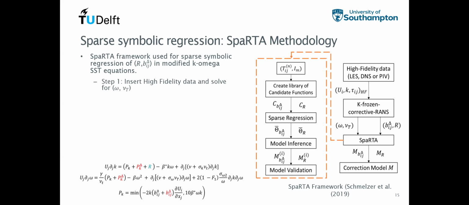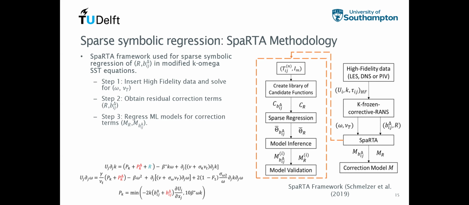But really, what they do is they use high fidelity data and solve for omega and nu-t. So this is like a frozen approach. They do not update it, but they just get the omega and nu-t fields, and use these to get the residual correction terms. There is the anisotropic correction term Bij, and R is the correction term in the production equation of the turbulent kinetic energy. And finally, they do the regression. They regress models for these correction terms, which is what they have been doing so far.